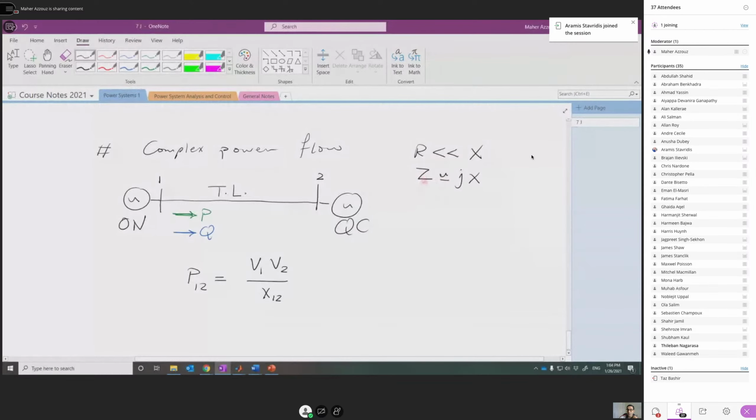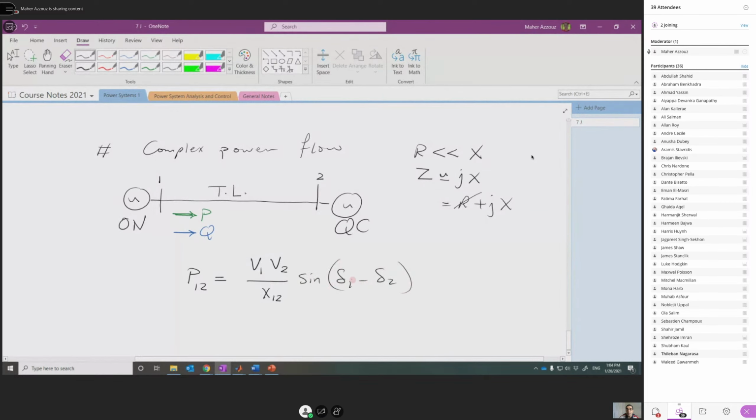The impedance of the transmission line has two components. It is exactly equal to R plus jX. But if we ignore the resistance, then we can represent the impedance by a reactance. We did this simplification to understand the factors that affect the active and reactive power transfer. If we ignore the resistance, then the active power from bus 1 to bus 2 is equal to V1 V2 over X12 times sine of delta 1 minus delta 2, where delta 1 and delta 2 are the angles of the voltage.